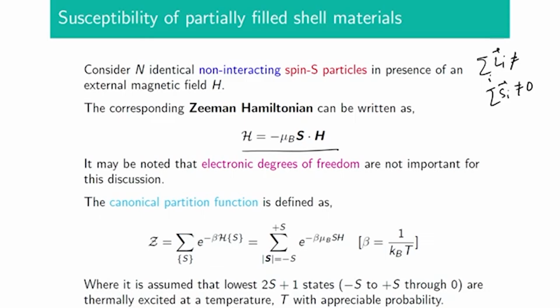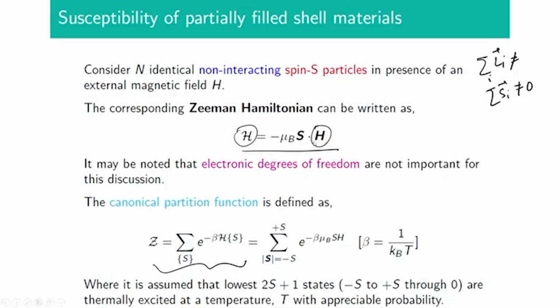The Zeeman term is represented by minus mu_B S dot H, and what we do is that we will follow a statistical route in order to calculate the partition function. This partition function can be calculated for all orientations of S from minus S to plus S, corresponding to this Zeeman Hamiltonian that is written up there, which is minus mu_B S dot H. Now, we have made a distinction: this H is basically the Hamiltonian and this H is basically the magnetic field, and beta is equal to 1 over kT.